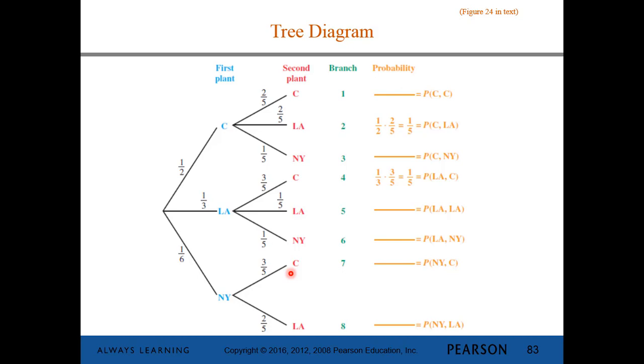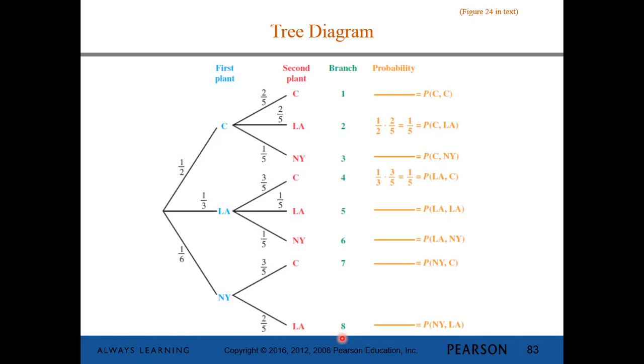So let's use this tree diagram. Let's say we have the first plant, and we have these three options: C, LA, and New York. These are the three locations, right? I'm not sure what C is, but I think these are locations. Then the second plant has the same locations, except these last two. So what are our total outcomes? We have 8 possible outcomes.